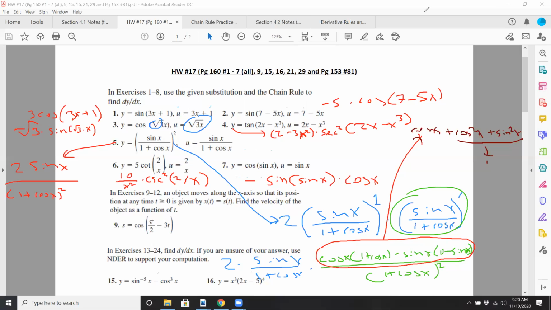So this giant fraction, I can just cross that off and call it 1 plus cos x, which clearly crosses off over here with the 1 plus cos x down below, and you get 2 sine x or 1 plus cos x squared. So that's how that's done.